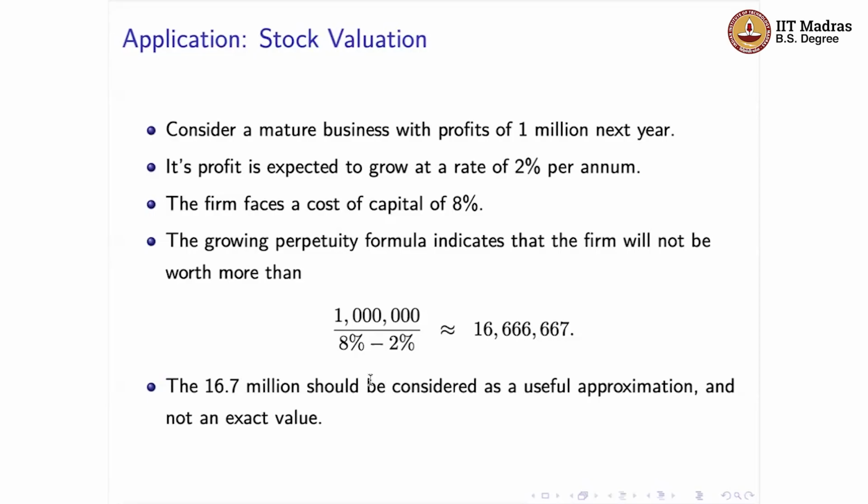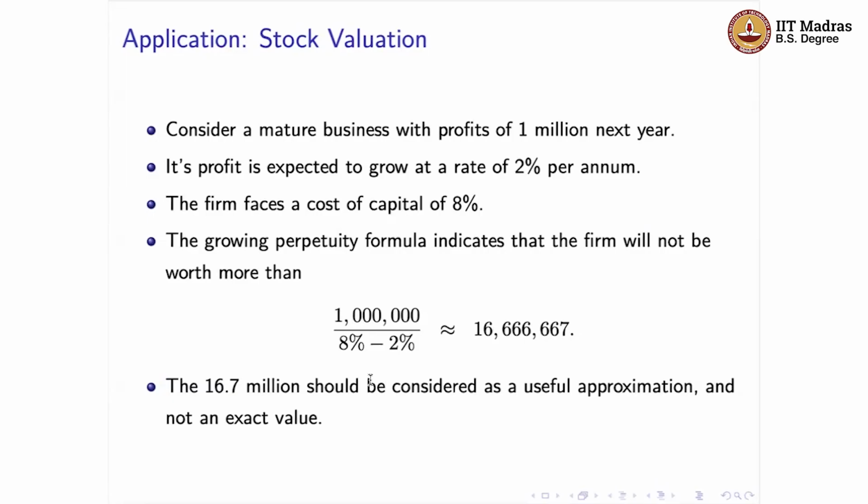And the profit that is expected from this business is 1 million next year. Okay. So the company's profit is expected to grow at a rate of 2% per annum. Let's say that is almost tied to how you might think inflation is progressing, or prices in that sector might be progressing. And imagine that the firm faces a cost of capital of 8%. Okay. And we are going to assume that these two things are going to be constant throughout.